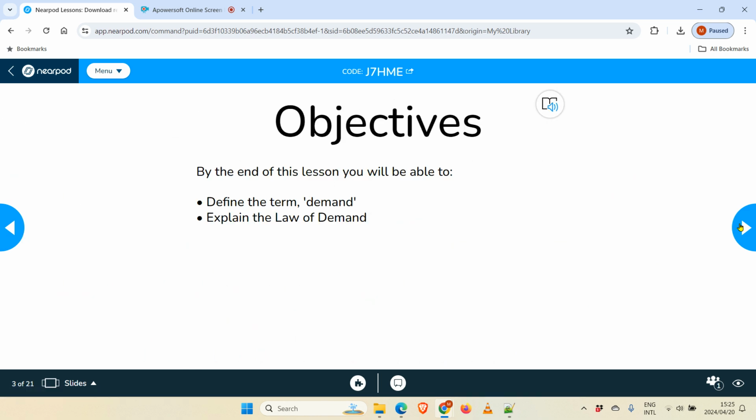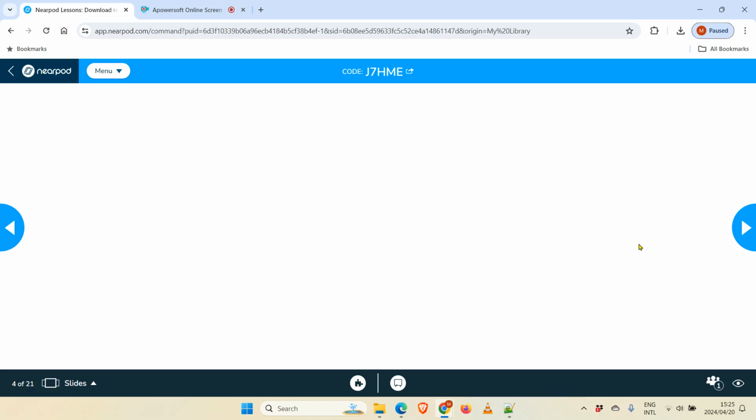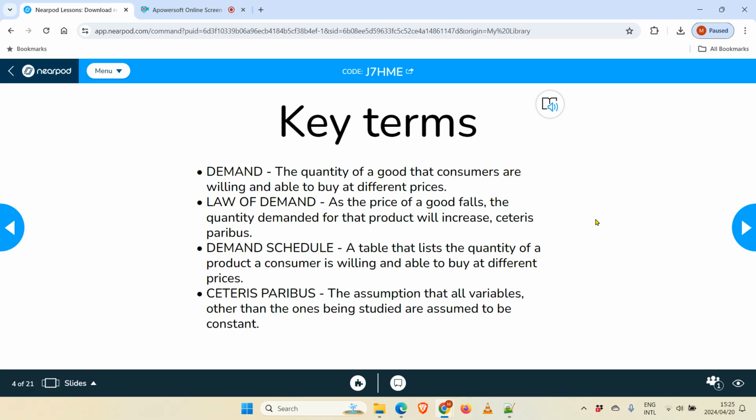The objectives for this lesson, the terms demand and law of demand. There are four key terms I want to focus on in this lesson. Demand, law of demand, demand schedule, and ceteris paribus.